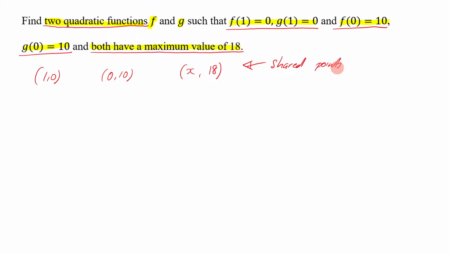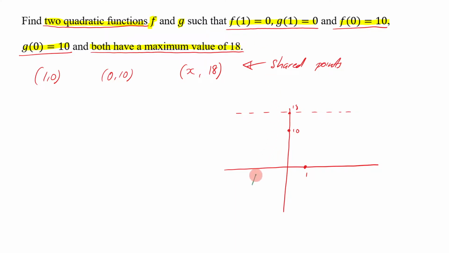You don't have to, but you could graph this just to give yourself a bit of a visual of what you're doing. So here, this is telling me that I've got an x-intercept of 1, so let's put that in. This is telling me I've got a y-intercept of 10. Let's put that there. And this is saying that, somewhere when y is equal to 18, I have a maximum. Now, there are two quadratic rules that go through all of these points.